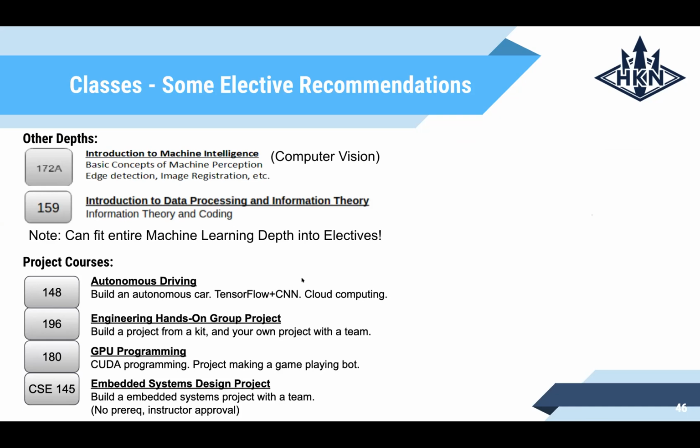Okay, so this is a slide I made a few minutes before this, but these are some recommendations for electives. You don't have to take these, but in my opinion, these pair really well. So for other depths, if you do 172A, it's a really good intro into computer vision. And that class also has a lot of programming assignments. So it pairs really well, you get an edge. And then 159A as communications depth, it's another communication class, but information theory and coding is also really important if you want to get into network design.